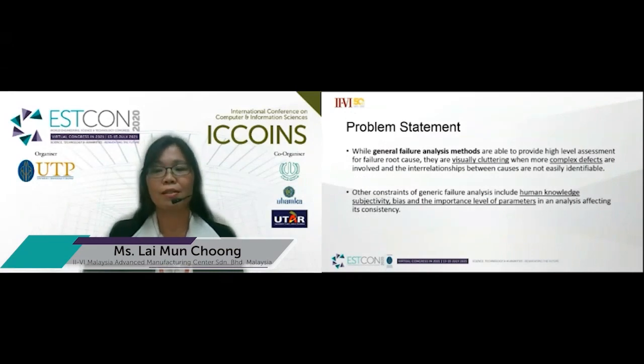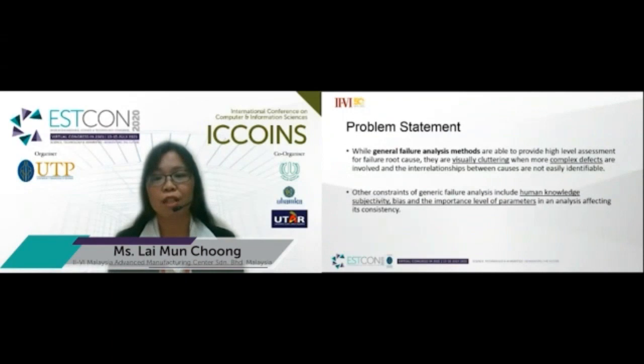General failure analysis methods like FMEA and fishbone analysis are able to provide a high-level assessment of failure root cause. However, they become visually cluttered when more complex defects are involved, and the interrelationship between causes is not easily identifiable. Other constraints of general failure analysis include human knowledge subjectivity, bias, and the importance level of parameters in an analysis affecting its consistency.